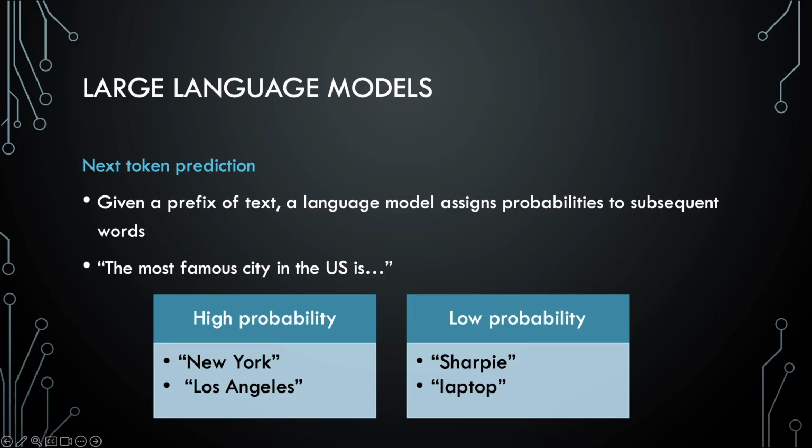Here's a concrete example to illustrate this. For the prefix, "the most famous city in the US is," a properly trained model will assign higher probabilities to words like New York and Los Angeles than to completely unrelated words like Sharpie or laptop. This probability assignment is the fundamental operation that makes language models work.